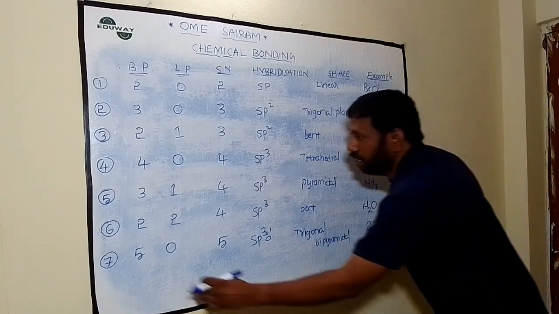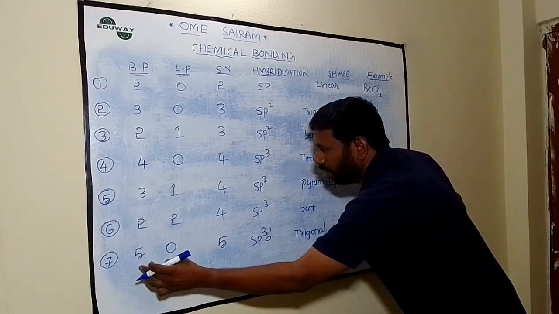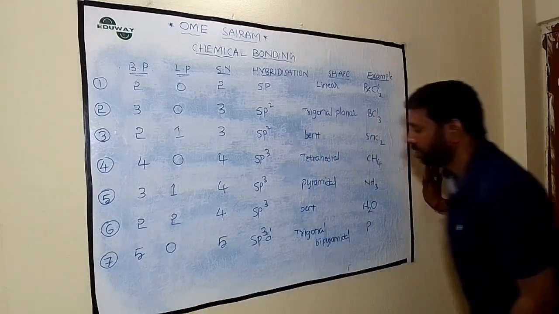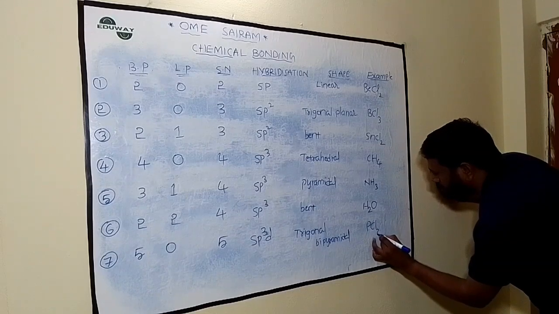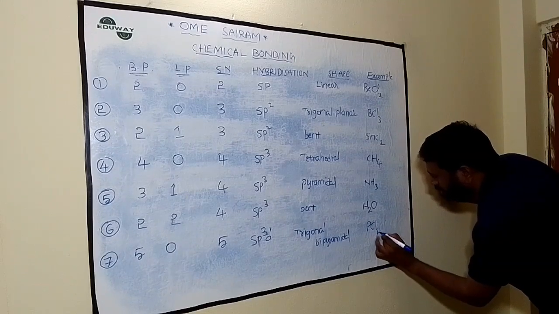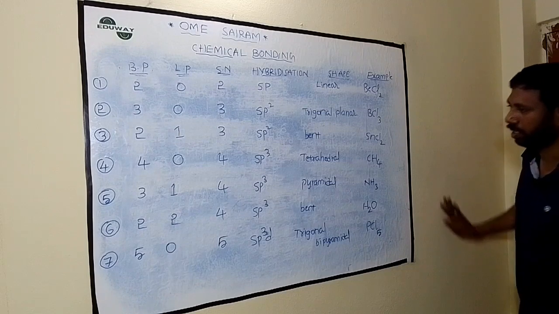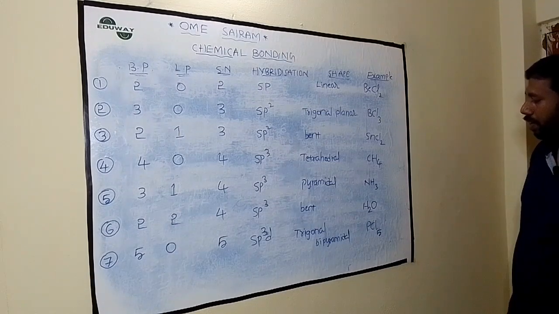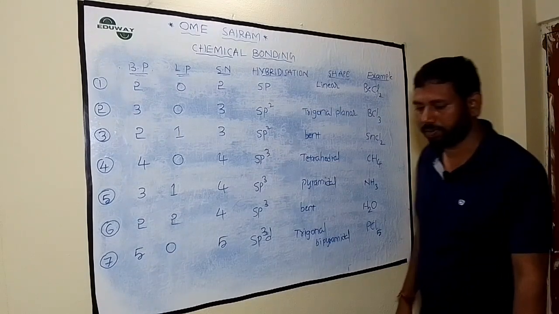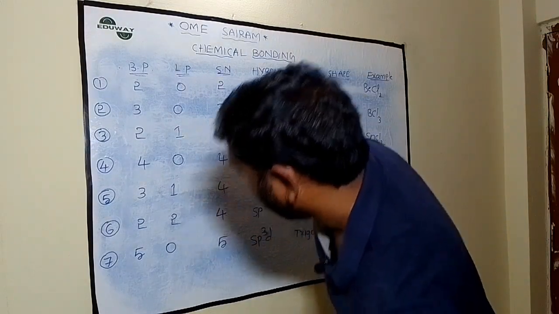That means here 5 bond pairs are there. That means 5 atoms attached to the central atom. 5 atoms should be attached to the central atom phosphorus, PCl5. PCl5 contains 5 bond pairs and 0 lone pairs. Next example.